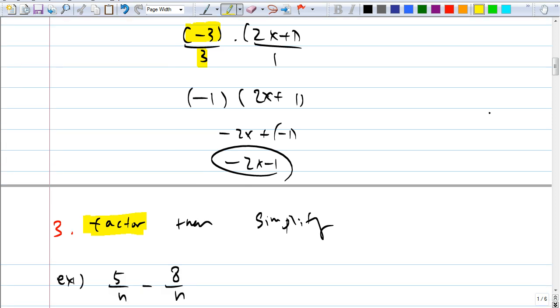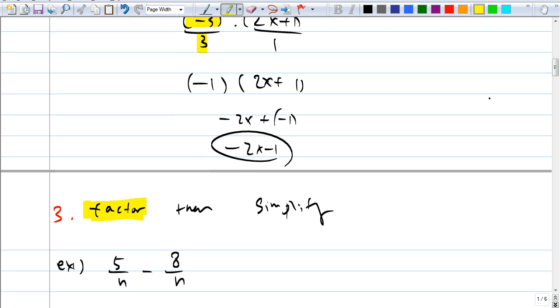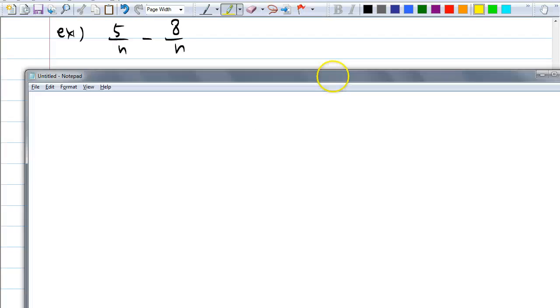So let's start our first example here. This one is very simple. 5 over n minus 8 over n. Everyone should be able to do this without much problem. Go ahead, everybody try. Okay. So this example 1 is very simple. We already have the LCD, which is n. All we have to do is subtract the fractions.